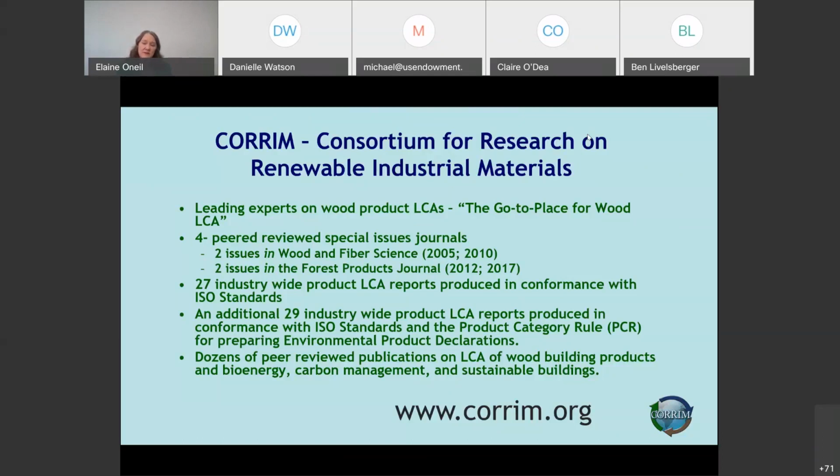But by and large, our funding is almost all federal government. We work very closely with the Forest Products Lab. We've done a lot of work with the Department of Energy. So U.S. Forest Service and federal funding, some state funding to do this work. It's a pretty robust effort over the past 24 years.